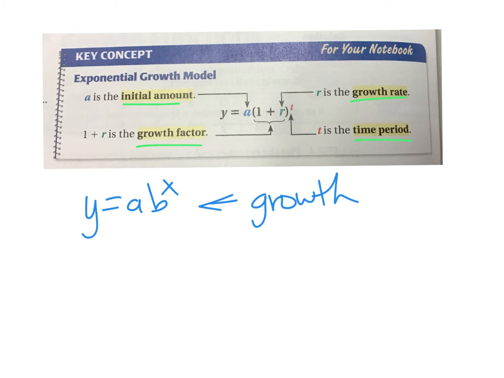Notice the relationship between the growth rate and the growth factor: you're adding the 1. That's because you're growing, so it's going to be over 100%. All right, so let's just do example 4. Everybody got that formula in your notebook? You're going to be using it.